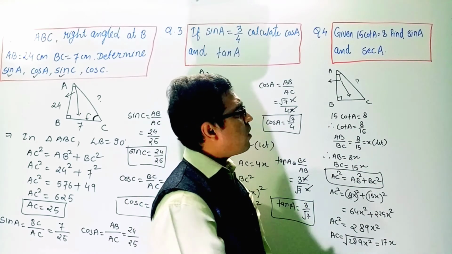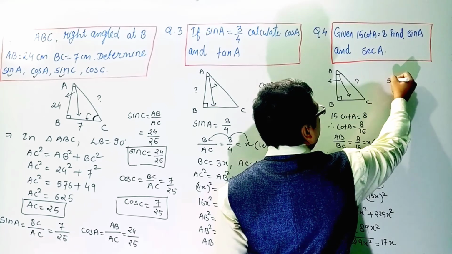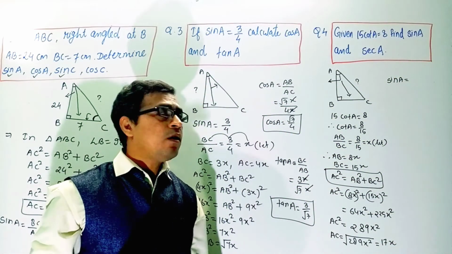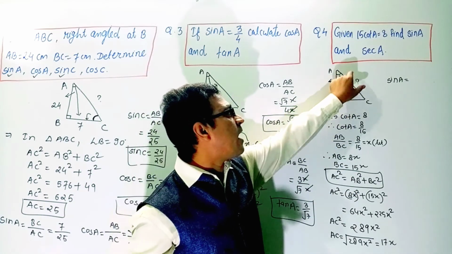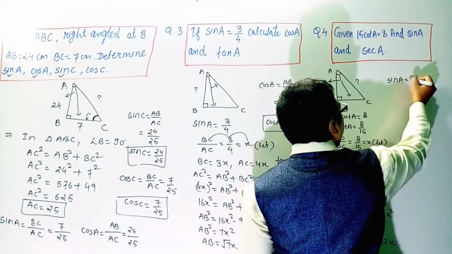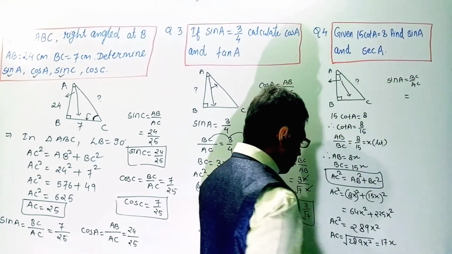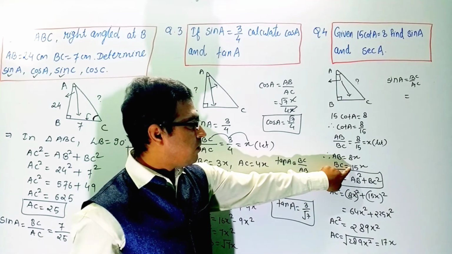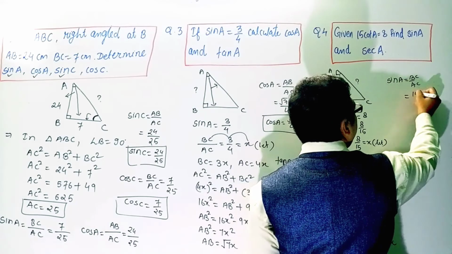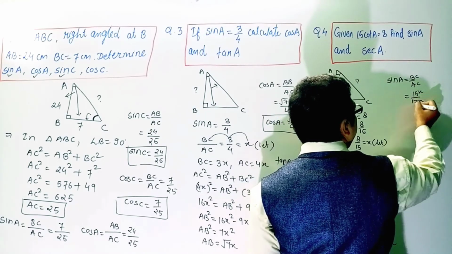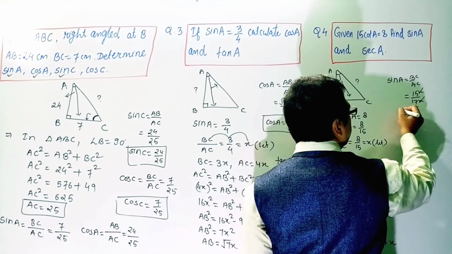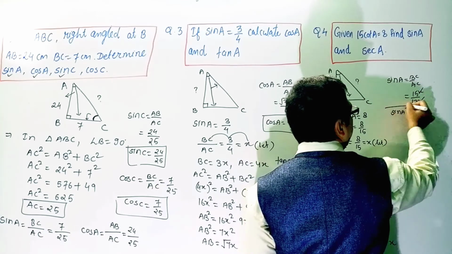Now our target is what? Find out the value of sine A. So sine theta is equal to altitude by hypotenuse. For angle A, altitude will be BC and hypotenuse will be AC. BC upon AC. What is the value of BC? 15x, and the value of AC is 17x. So 15x divided by 17x, x will be cancelled. We are getting 15 by 17. This is the value of sine A.